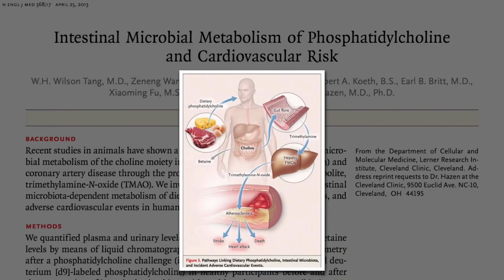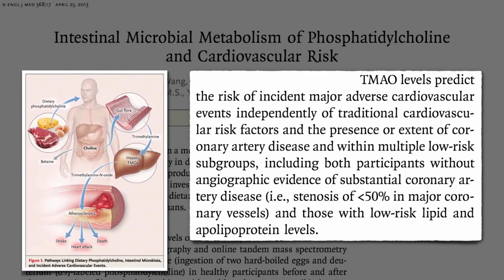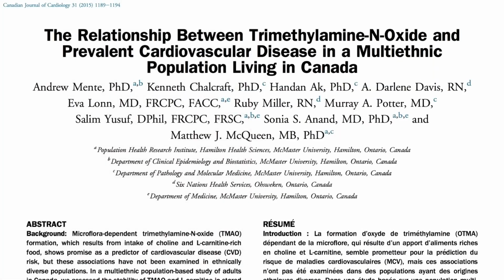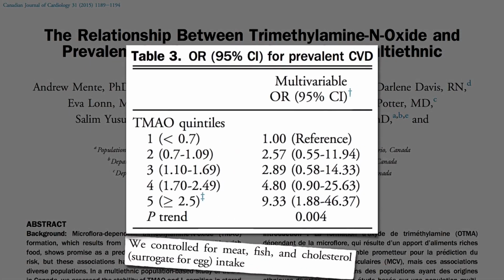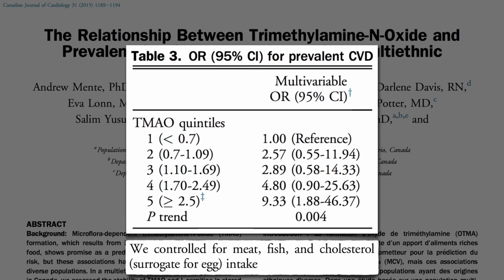One of the reasons we think TMAO is directly responsible is that TMAO levels predict the risk of heart attack, stroke, and death independently of other traditional cardiovascular risk factors, meaning whether or not you have high cholesterol or low cholesterol, high blood pressure or low blood pressure, having high TMAO levels appears to be bad news. This has since been replicated in other studies, up to 9 times the odds of heart disease at high TMAO blood levels, even after controlling for meat, fish, and cholesterol intake, which is a surrogate for egg intake.